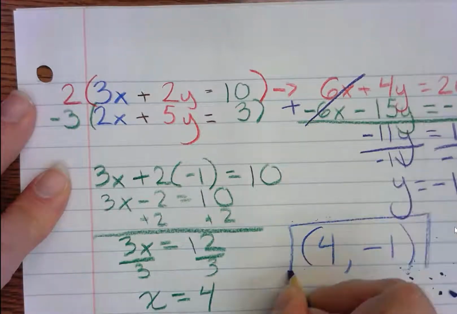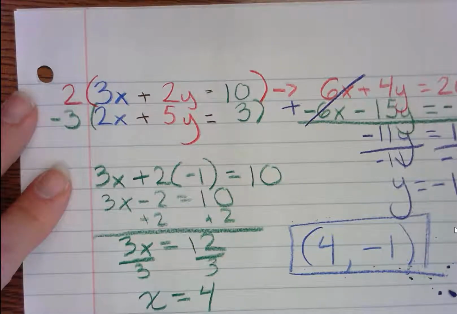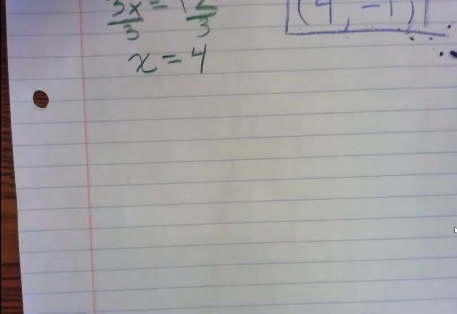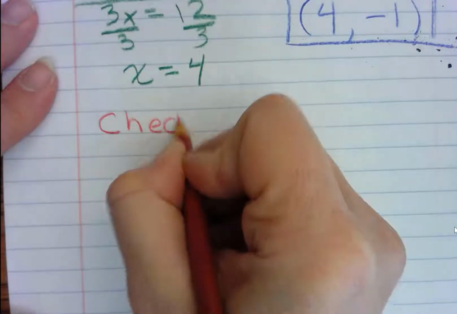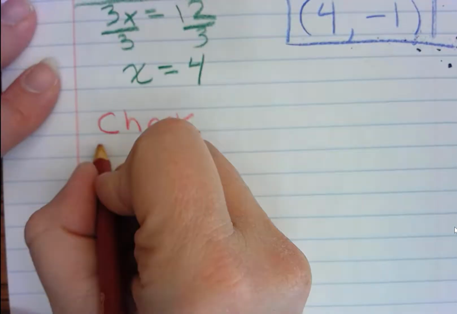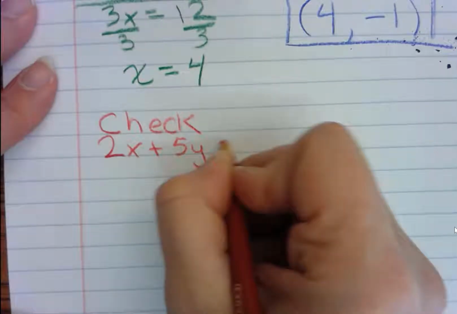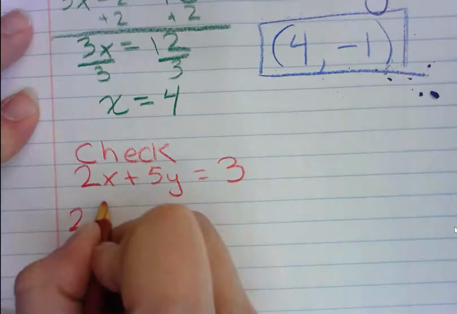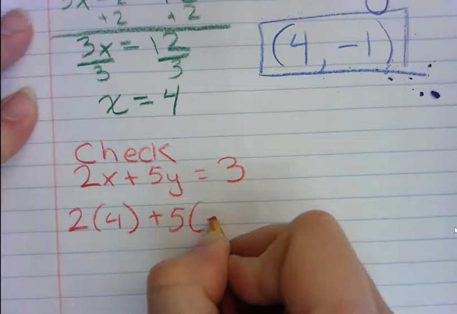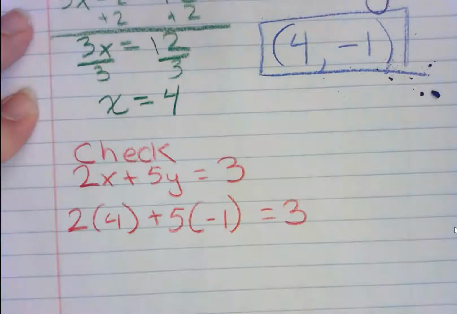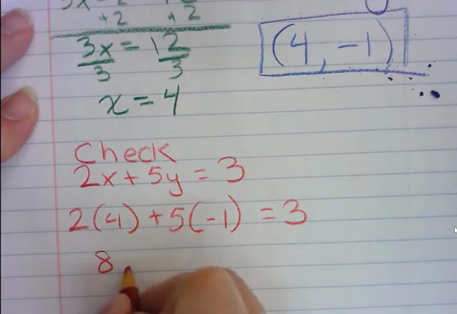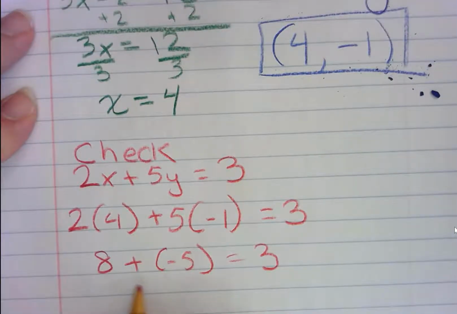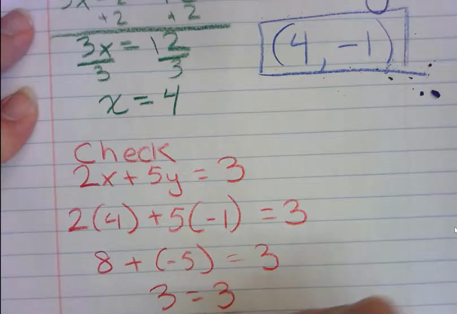Of course, the very last thing we need to do is to check our work. So I'm going to use the second equation to check it, and I'm going to plug in the ordered pair (4, -1). So I have 2 times 4 plus 5 times -1 should give me 3. 8 plus -5. 8 minus 5 is 3. So 3 equals 3. We've solved this system correctly.